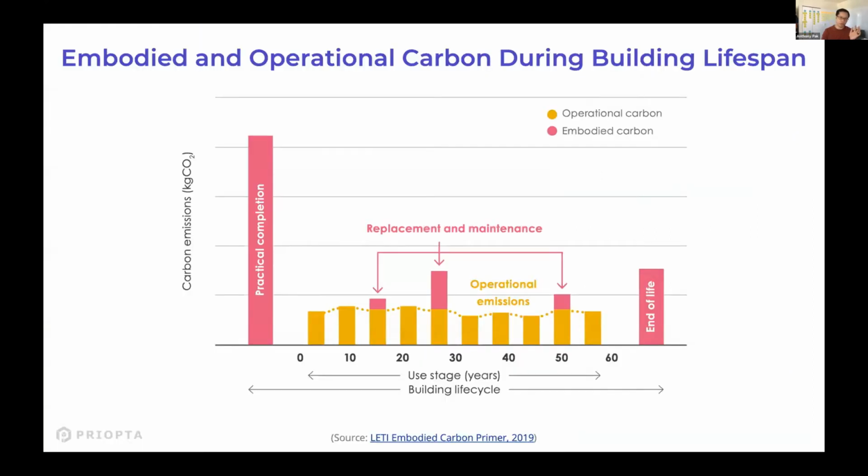Now, if you look at a typical project or the lifespan of a building, the yellow parts are what we're used to optimizing for. That's the operational carbon emissions for heating and cooling and operating the buildings. But the pink portions are embodied carbon. There's a big pulse of upfront CO2 emissions from all of the construction materials used to build the building, plus replacements and maintenance throughout the lifespan of the building, and then some emissions from end of life.